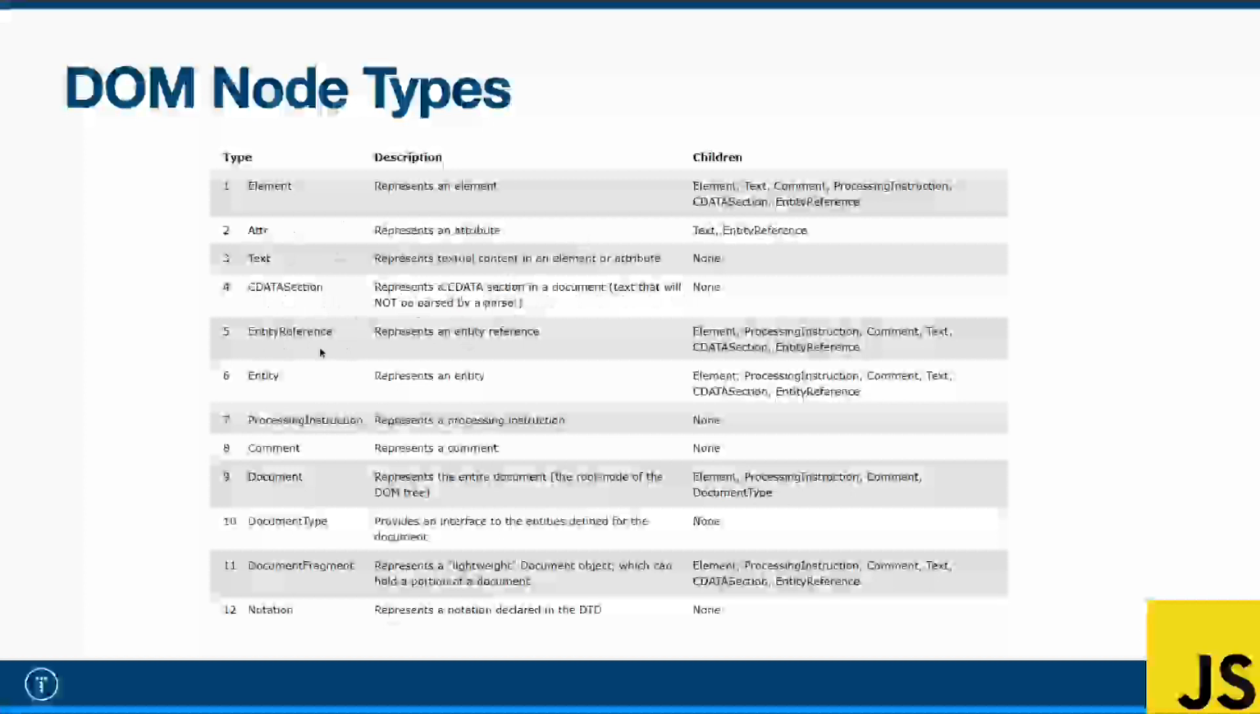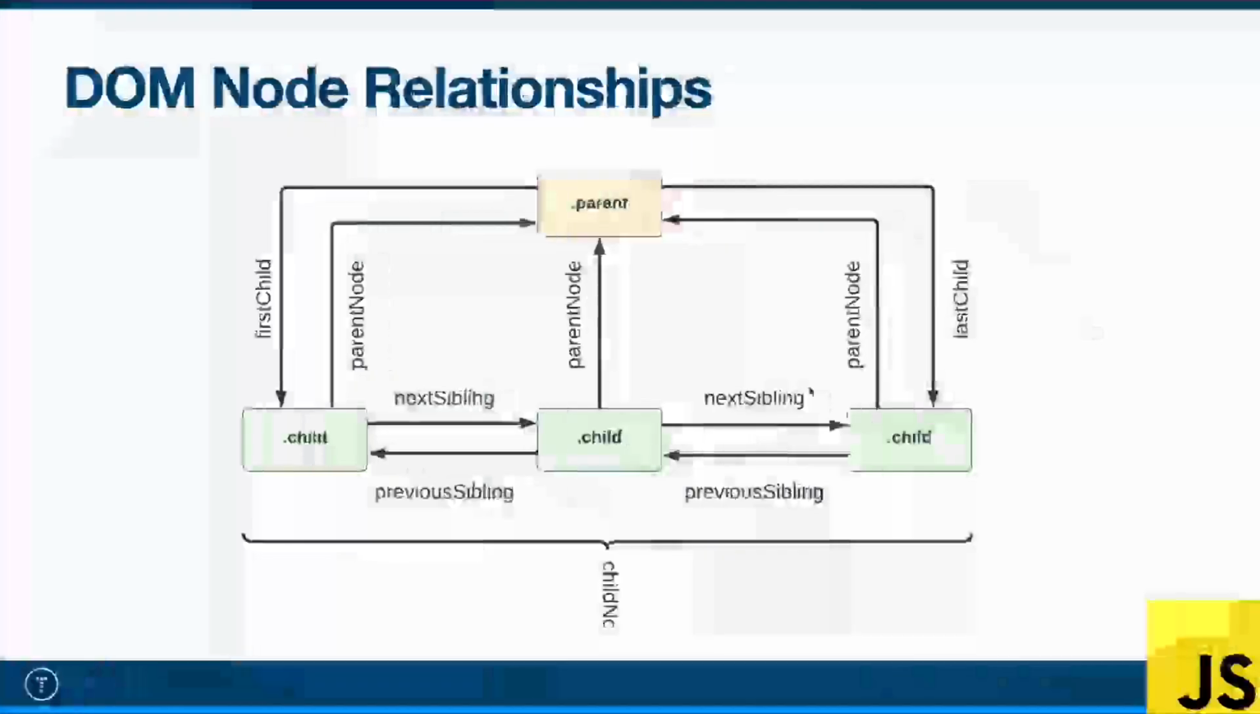We also have entities and entity references. This stuff isn't really that important to you right now. Comments, so if you have a comment, that is also a separate type of node. So what I want to do is look at some of these other methods that are available to use with not just element nodes, but other types of nodes as well. And this looks pretty similar to what we already saw, but these are actually different methods.